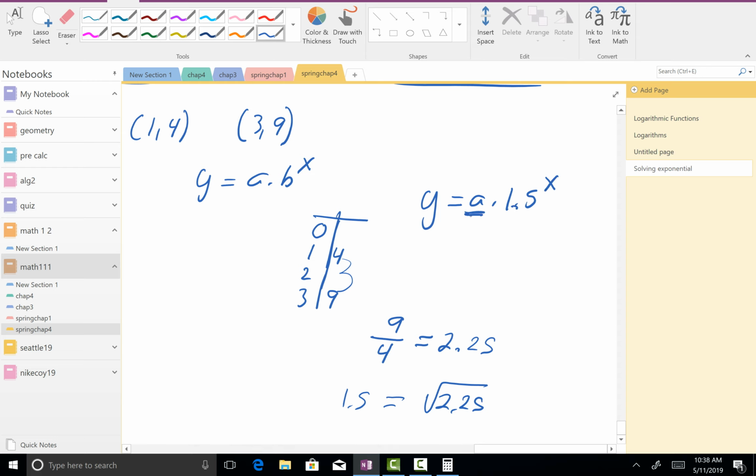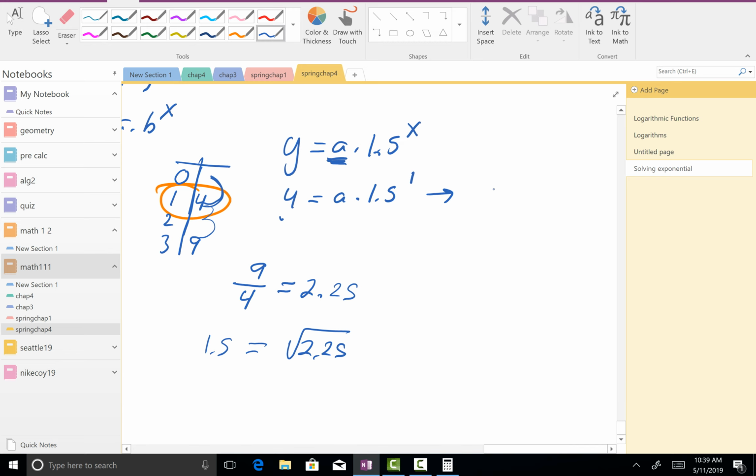So now all I got to do is find a. You say, well, how in the heck would I do that? Well, there's a couple of ways. One, you could just go backwards here and divide 4 by 1.5 to see what the answer is. Or you could simply say, well, I don't know what it is when time is 0, so I'm going to go 4 is equal to a times 1.5 to the first, because I do know what this point is right here. And in this case, then I'm just going to take 4 and divide it by 1.5.